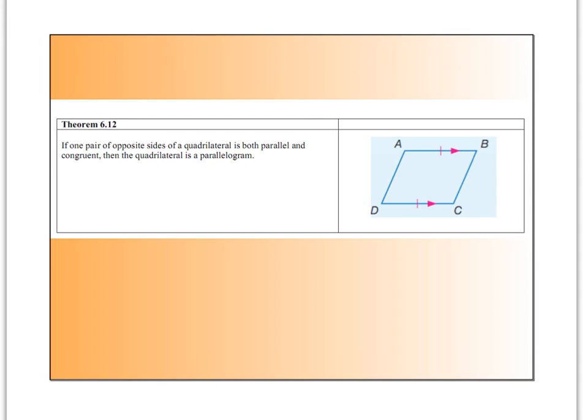Last but not least, parallelograms have one more property. If you have one pair of opposite sides of a quadrilateral, and that pair of sides is both parallel and congruent on the same set of sides, then that's going to be enough information to know that this is a parallelogram. So take a look at the picture. Do you see how AB and CD both have tick marks and arrows? It means they're parallel and they're congruent on the same set of sides. That's enough to know that you have a parallelogram.